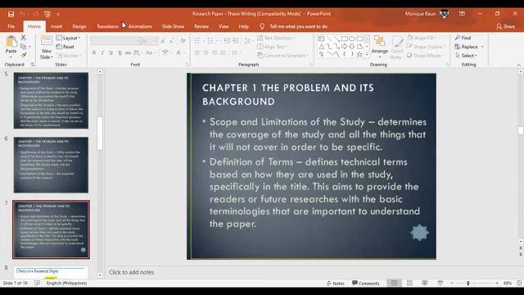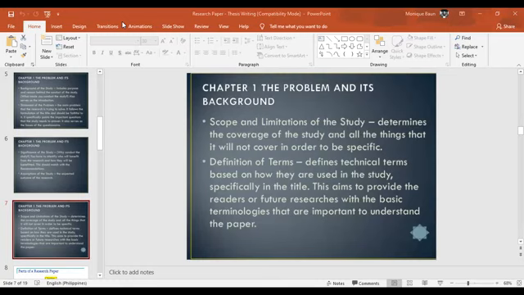For this one, we have the words scope and limitation. When we say scope, it is the thing that you're going to cover, while limitation pertains to your limits. You have limitations that you have to minimize and at the same time maximize. This part determines the coverage of the study, which means the scope, and all the things that it will not cover, which means limitation or delimitation, in order to be specific.